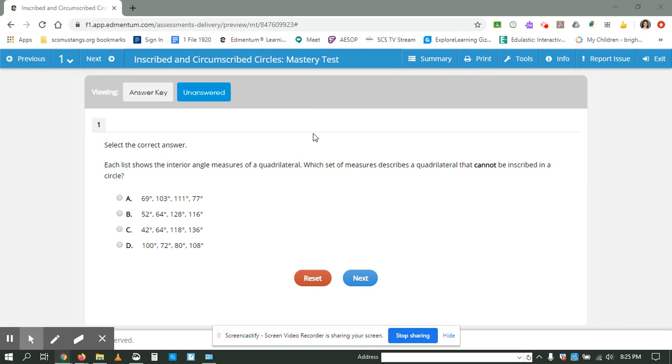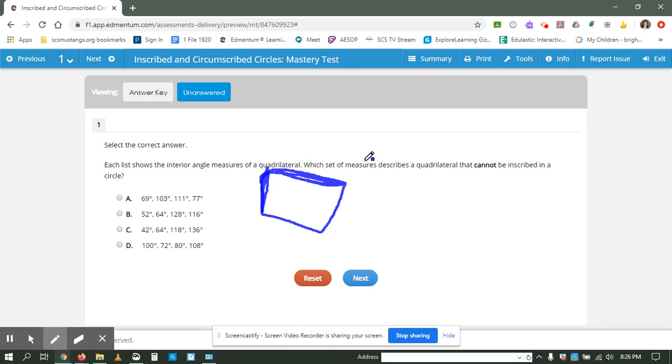So looking at this first question, they tell us that each list shows the interior angle measures of a quadrilateral. Hopefully you remember that quadrilateral means a shape that has four sides. So automatically in my head, I'm thinking something that looks like this, four sides in the shape. And I'm not necessarily assuming that I've got a rectangle or a square or any shape like that. It's just going to be four sides.